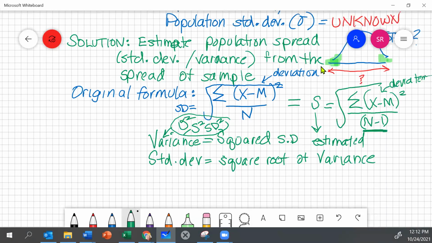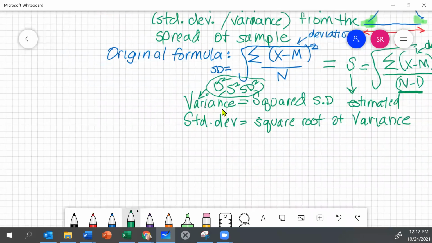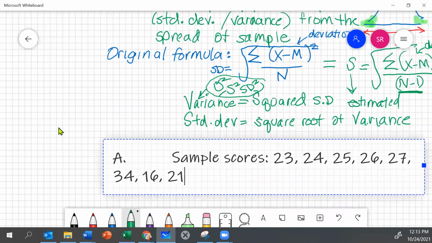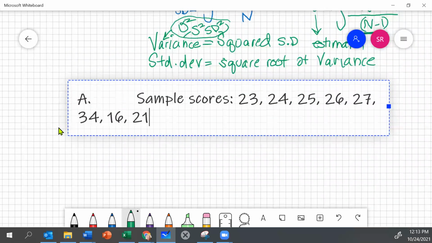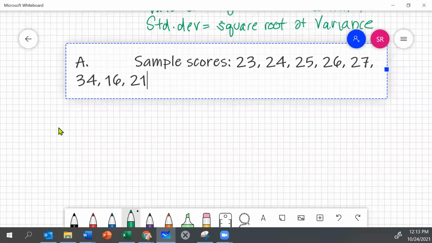There we go. So let's go ahead and work this out. Here are our sample scores: 23, 24, 25, 26, 27. It's not necessary for me to write them all down because they're right there. So let's just use the ones as they're written there.